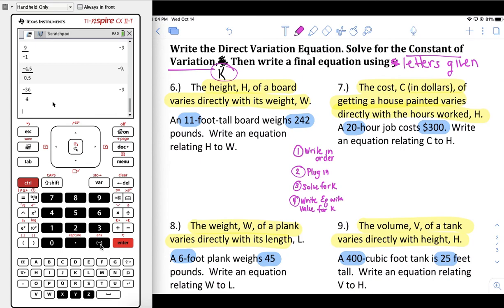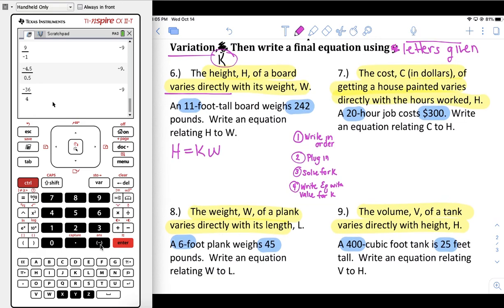All right, so let's get started with problem number 6. It says the height h of a board varies directly. So the varies directly part, that's your equals k. It varies directly with the weight, so I'm going to do w. Let's do that same step for number 7 and 8 just to make sure we got it. Number 7 says the cost c of getting a house painted varies directly. Remember, varies directly is my equals k part, with the hours worked. So c equals kh.